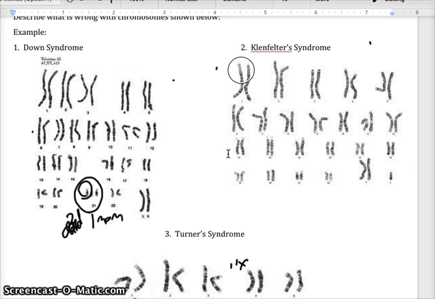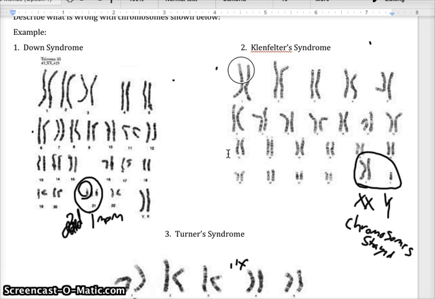In Klinefelter syndrome here, they're all normal pairs except for here. There's a pair and then there's a normal one, so they got two X's and a Y. So again, either the mom gave two X's or the dad gave an X and a Y instead of an X or a Y. Again, the chromosomes did not separate, and stayed together during meiosis.